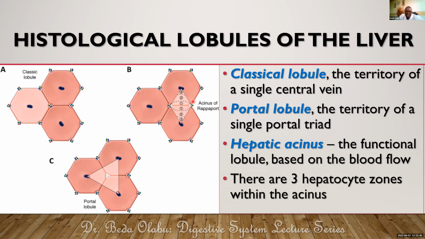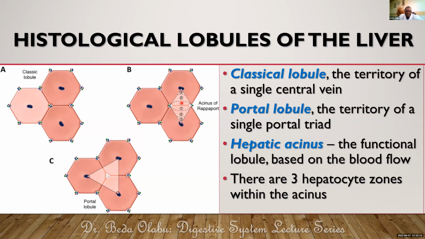Now, based on the hepatic sinus, which is the functional lobule of the liver, it helps us to define 3 hepatocyte zones within the hepatic sinus. Look at it again. Blood from the portal vein enters like that or like this. So the cells in this zone will receive the blood first, followed by this zone, and lastly that zone.